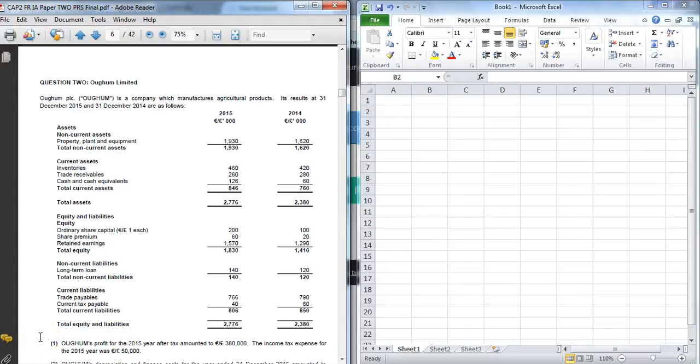This screencast is focused on May 2016 question 2, looking at IAS 7 statement of cash flows and also journal entries. So the statement of cash flows has come up in two ways to date in the CAP2 financial reporting interim assessment. Firstly, as part of question 1, where again you have to prepare both the P&L, statement of financial position, and then also a cash flow.